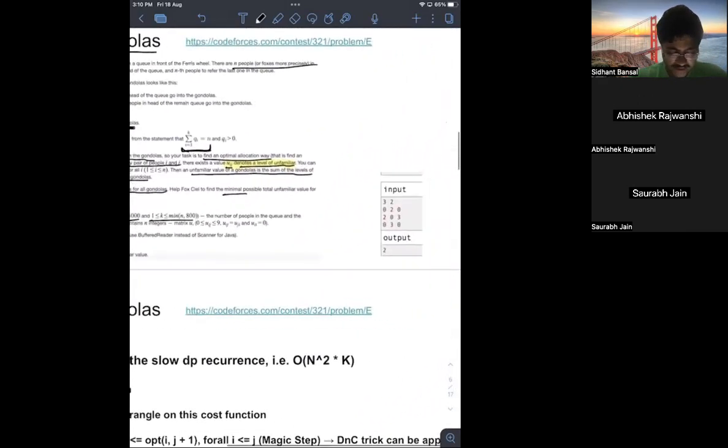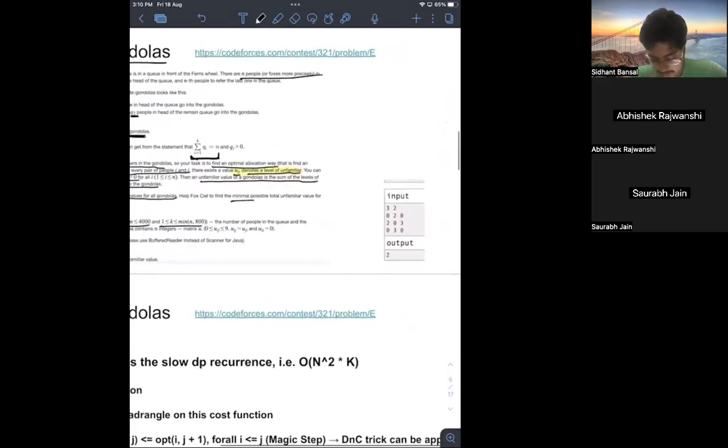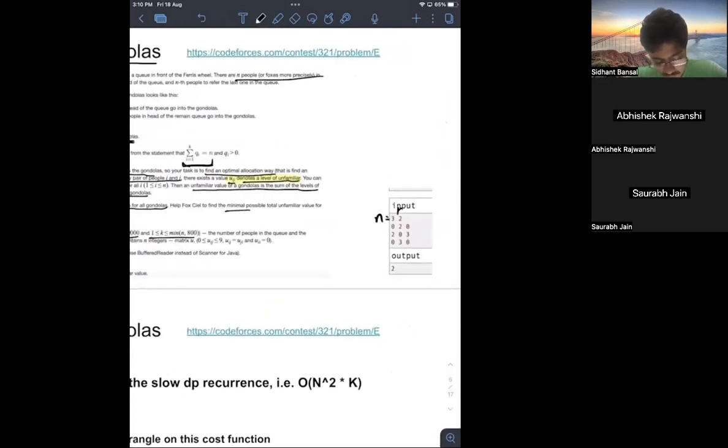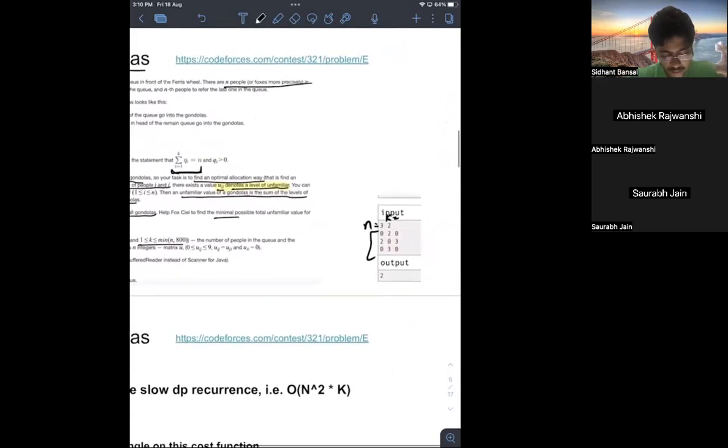Okay. Now let's see an example. This is an example. N is 3, K is 2. And this is your cost matrix. So you have 3 people, you want to group them into 2 groups. So you have person 1, person 2, person 3, right? Person 1, if he wants to be grouped with person 2, his cost is 2 units. Person 2, if he wants to be grouped with the third person, his cost is 3 units.